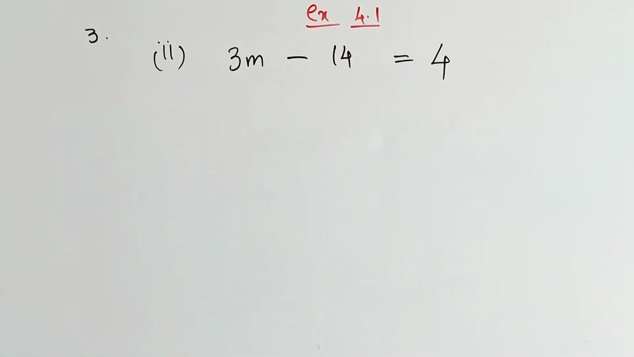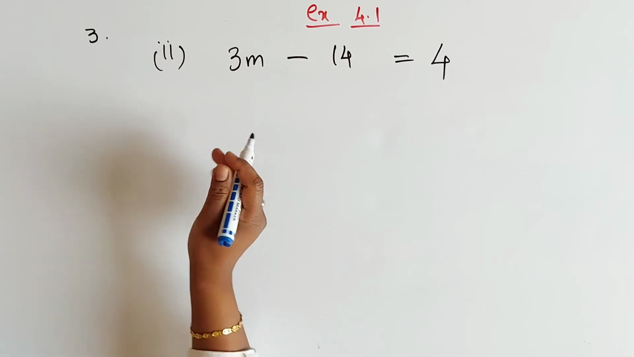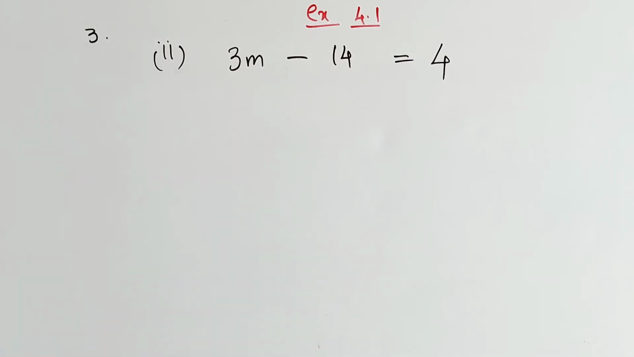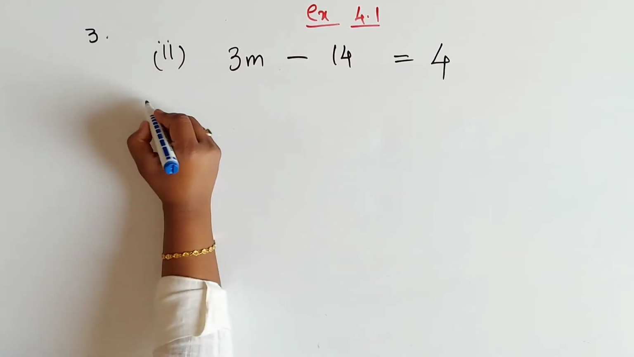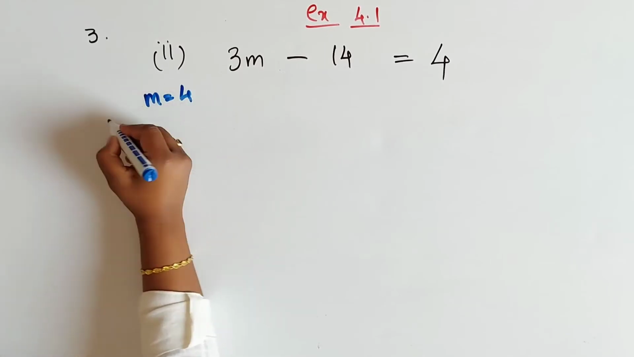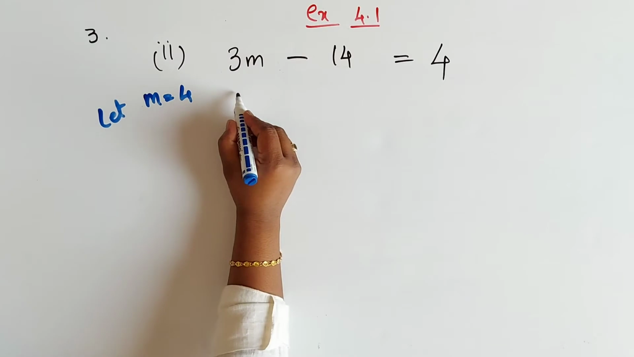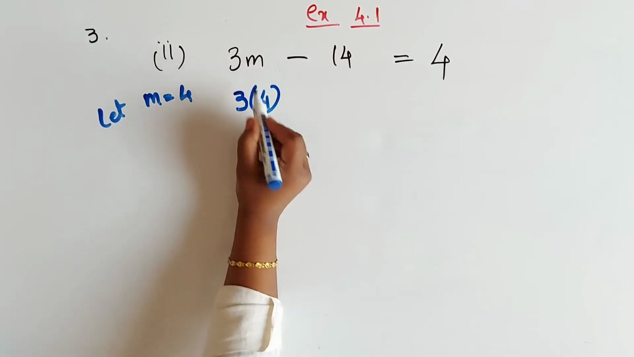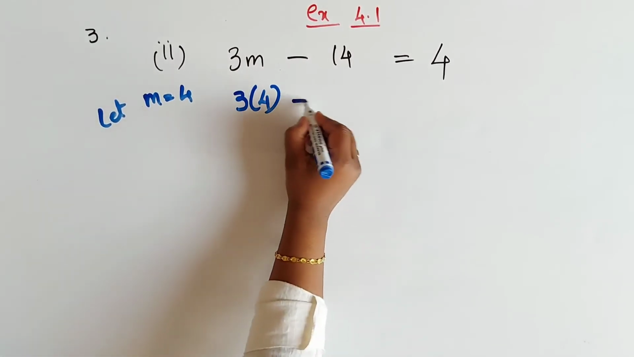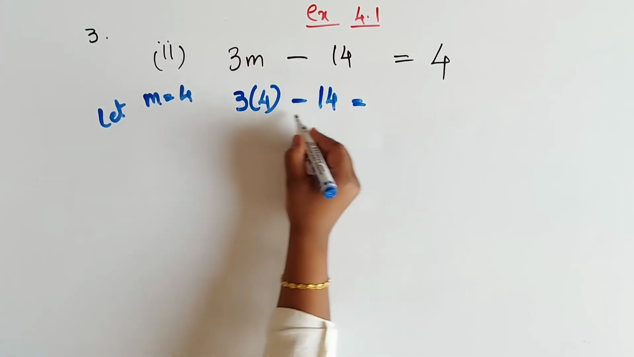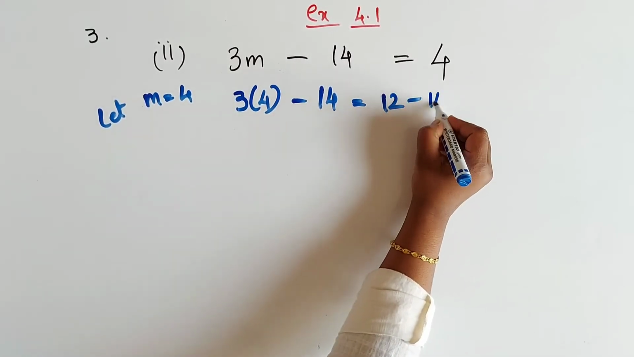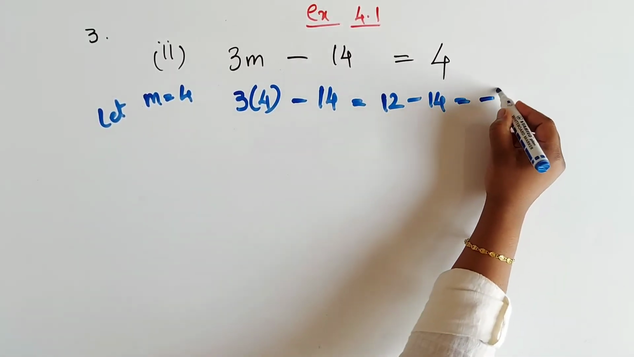Second one, 3m minus 14 equal to 4, children. Here also we have to try various values for the given variable, children. Let's try m equal to 4. So we'll find out LHS value, 3 of 4. In place of m we have to write the value 4 minus 14. 3 4s are 12 minus 14, children. 12 minus 14 means minus 2.